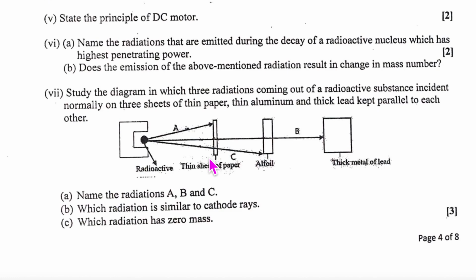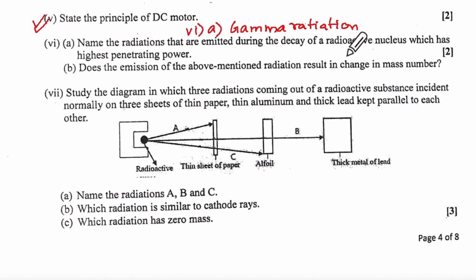State the principle of DC motor. Learn it up if you do not know. Name the radiations that are emitted during decay of a radioactive nucleus which has the highest penetrating power. Highest penetrating power means gamma. Correct or no? So what will you write? Gamma radiations.